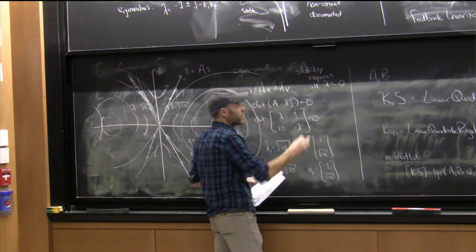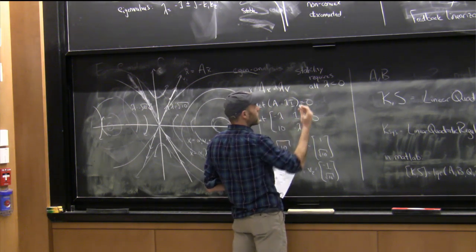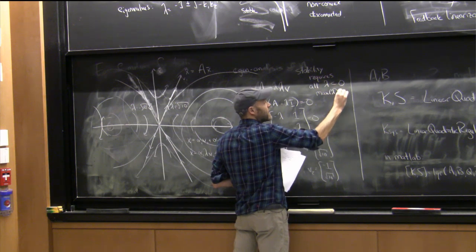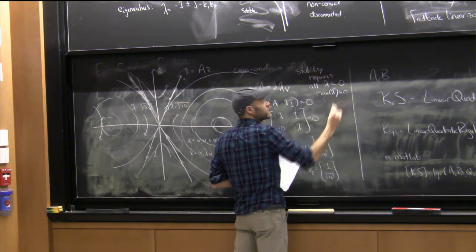Yeah? So I will often, like the plot I made, sometimes you'll plot just the maximum eigenvalue. And if that's less than 0, then you're good.